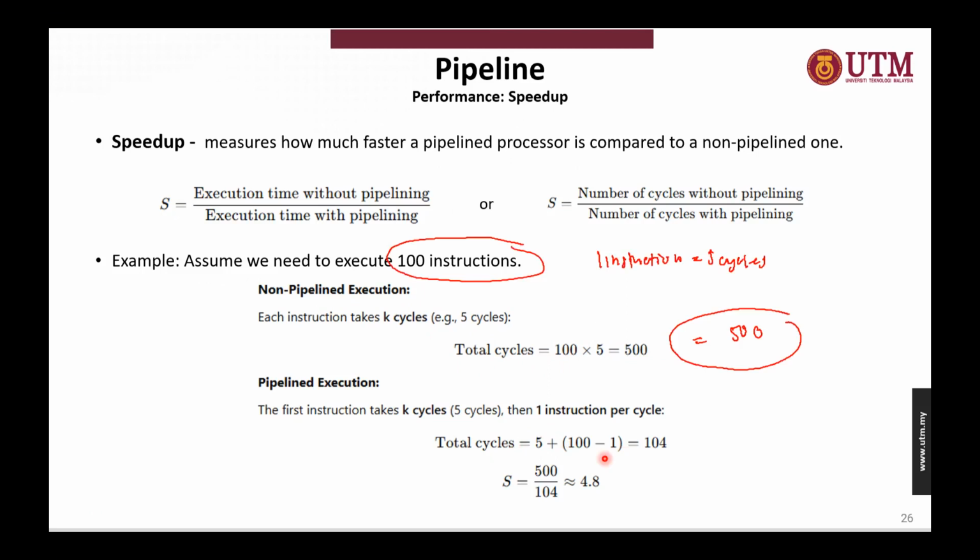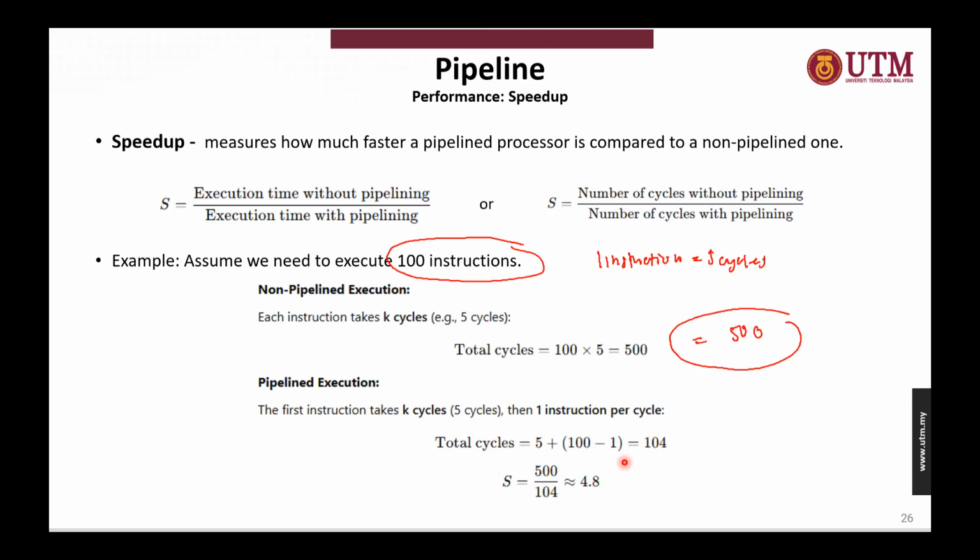For the pipeline, this will be the formula: total cycles equal to 5, which is the latency, the execution time for one instruction, plus 100 minus 1. 100 is the number of instructions, minus 1, equals 104. So you get 500 divided by 104, which is equivalent to 4.8.